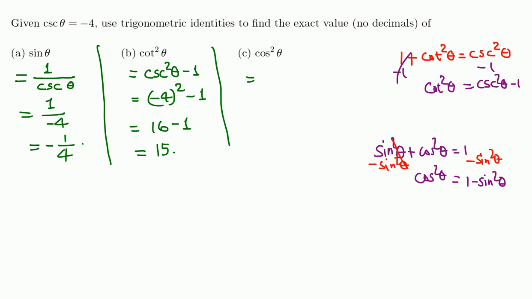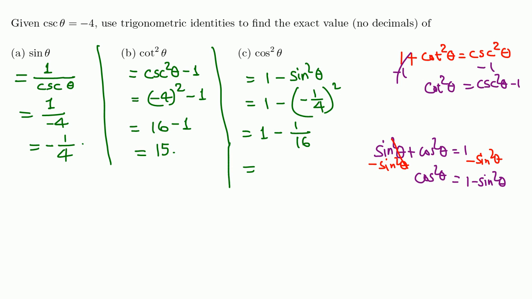Okay, so cosine square theta is 1 minus sine square theta, which is 1 minus sine theta quantity square, and we found sine theta in part A, -1 over 4, so this is -1 over 4 quantity square. 1 outside minus negative square. Negative square is always positive. 1/4 square, so 1 square is 1 over 16.